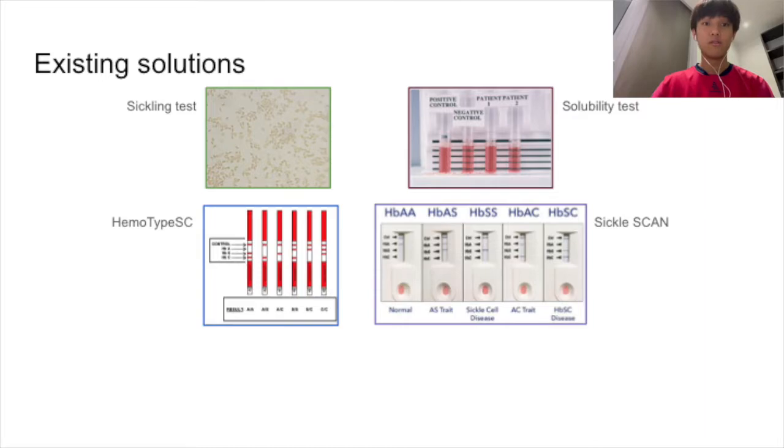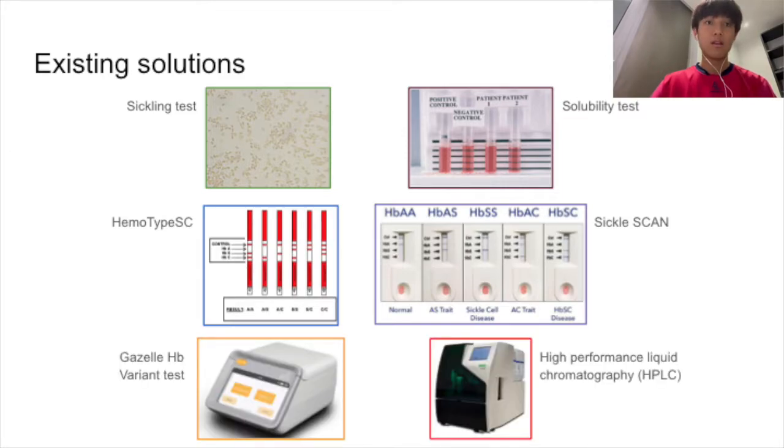Recently, 2 lateral flow assays have been developed that can detect sickle cell hemoglobin and also detect hemoglobin C, which is common in African populations. While promising, these are more costly than the sickling and the solubility tests. A portable electrophoresis machine called Gazelle can also detect sickle cell disease and some other hemoglobin disorders such as beta thalassemia. The gold standard test is HPLC, or high performance liquid chromatography.